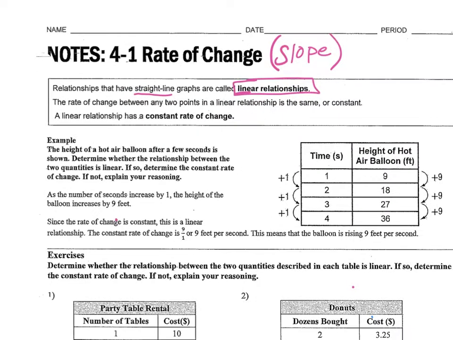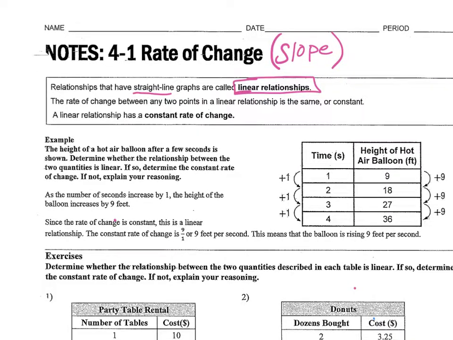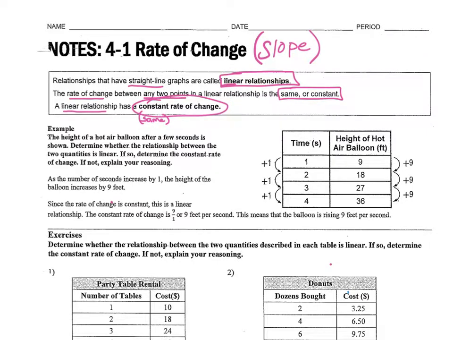If it's linear, then we can have a rate of change, a constant rate of change. So the rate of change between any 2 points in a linear relationship, so any 2 points on that line, is the same or constant. So a linear relationship, if we've got a straight line, is going to have a constant rate of change. Remember, constant means same. So let's look at a table first.